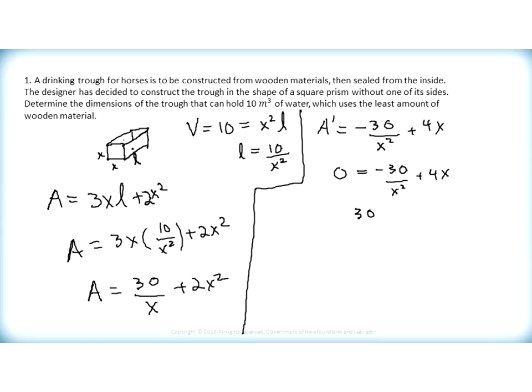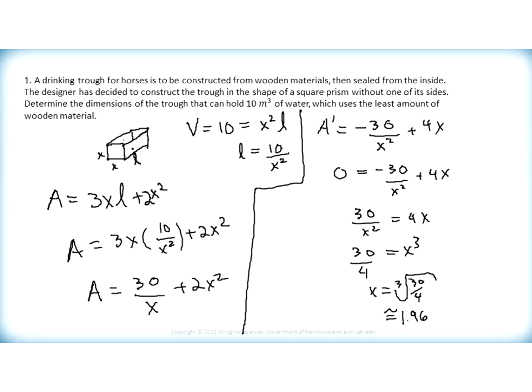So I've got 30 on x squared equals 4x. So I'm going to get x cubed equals 30 over 4. And then I take the cube root of both sides, and I find out that x has to be the cube root of 30 on 4, which is 30 divided by 4, and cube rooted is 1.96, I'm getting about. So about 1.96.